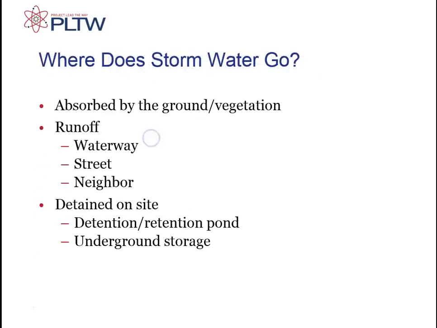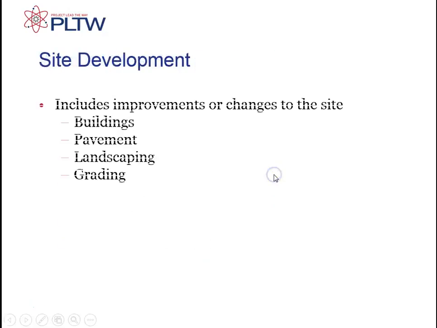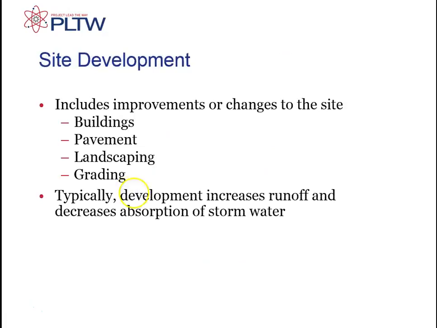So where does the stormwater go? We already saw this on those pictures. Absorbed, running off, or we detain it in a pond or a storage. All of these items affect how much runoff we're going to have. And we've already talked about it. When we develop, we increase runoff and we decrease absorption.